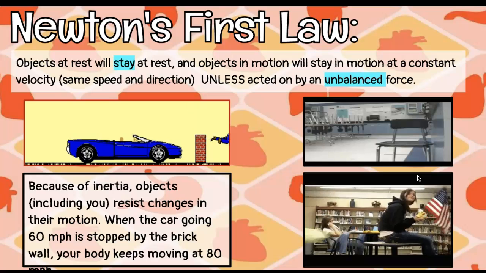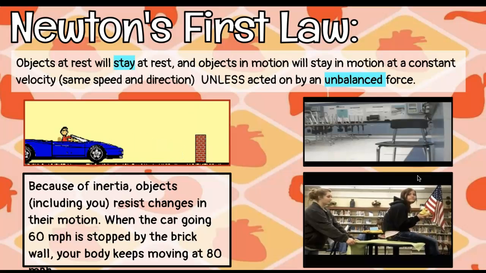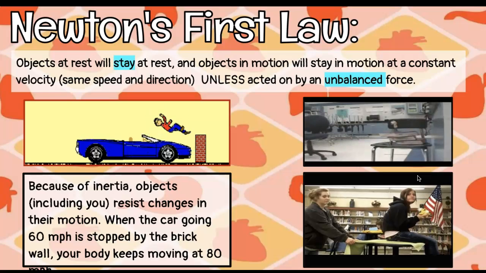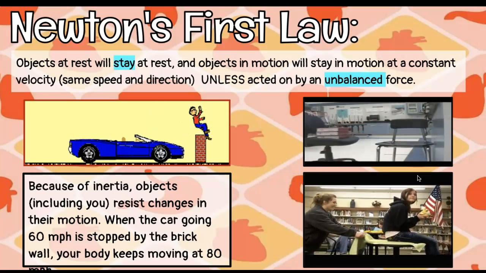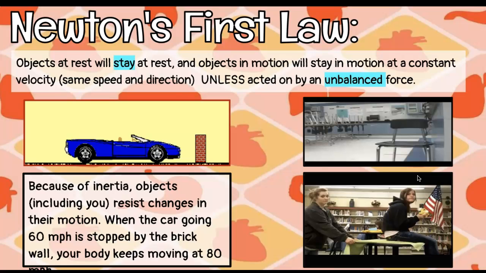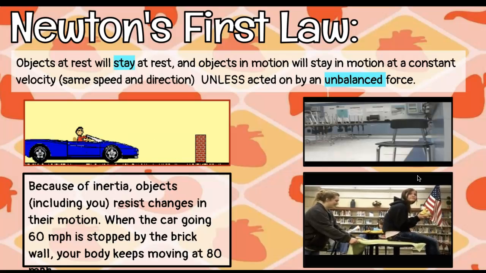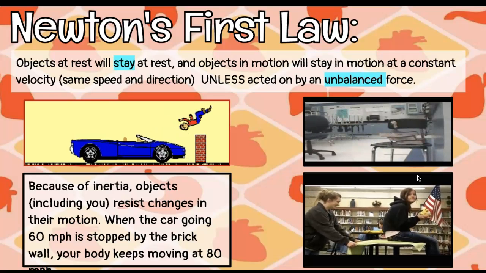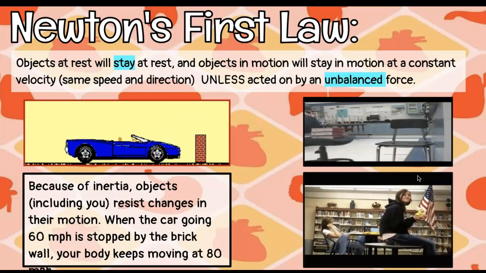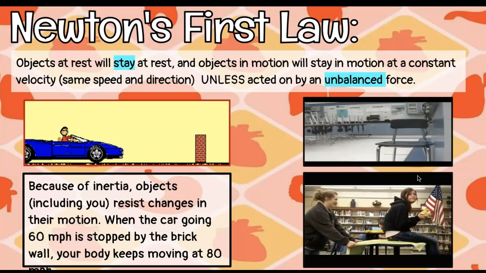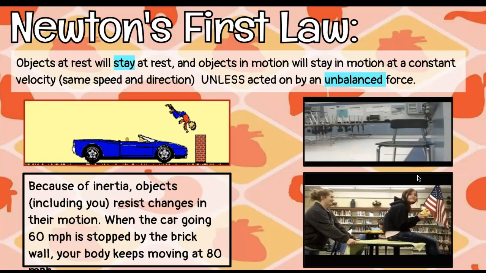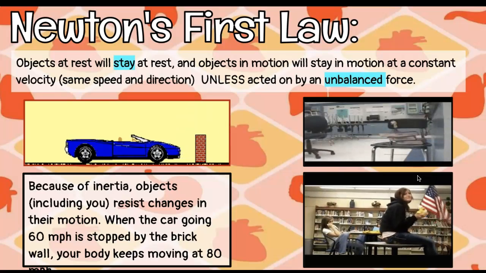So let's talk about Newton's laws. Newton's first law states that an object at rest will stay at rest, and an object in motion will stay in motion unless it's acted on by an unbalanced force. This is also called the law of inertia. Inertia is pretty much when an object resists a change in motion. It wants to keep doing what it's doing. If it's sitting still, it wants to keep sitting still. If it's moving forward, it wants to keep moving forward.